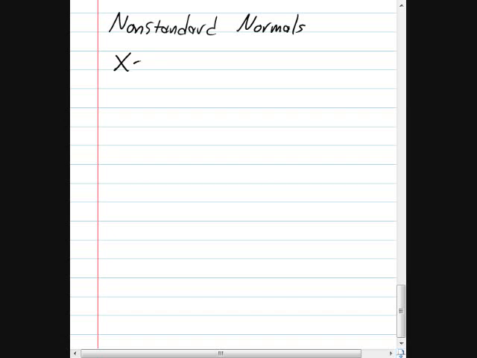Well, if x is distributed as a normal random variable with mean mu and variance sigma squared, it turns out that there's a formula which will convert this normal random variable into a standard normal. And it goes like this. If you take x minus the mean and divide by its standard deviation, you will have a standard normal random variable. So how would I use this formula in practice?